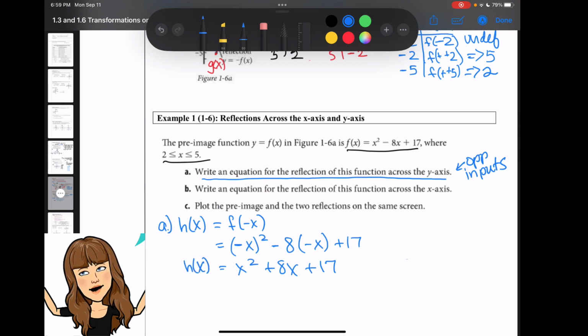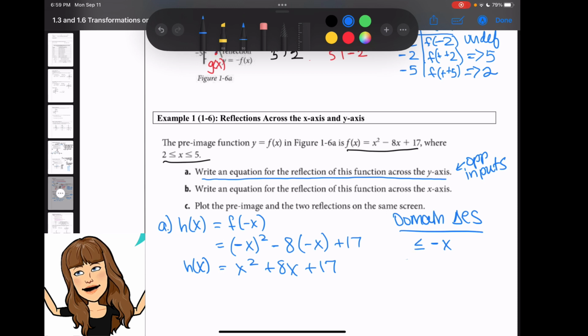However, the domain does change. So the domain changes, and I'm going to show you how to do that. All right, so what we're going to do is we're going to take our original domain, but the input is the opposite, right? The input is now -x. Okay, but we're going to place it right into our old domain. And then we're going to solve that domain for x. So in other words, I'm going to divide everything by a negative. And what happens to an inequality when I divide by a negative? All the inequality signs flip, right? Because everything becomes opposite of what it was.